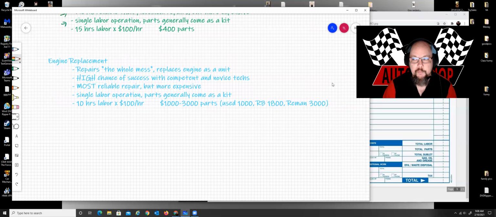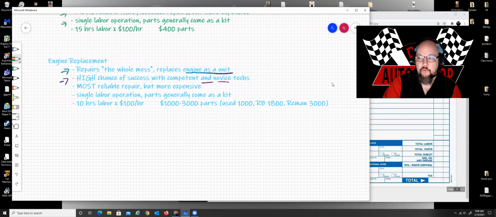Unless the technician happens to be a competent engine rebuilder, which, once you get practice at it, is not the hardest thing in the world for basic stuff, okay? So this engine replacement, just like the engine rebuild, repairs the whole mess, but it replaces the engine as a unit, so you're not disassembling the engine. It has a very high chance of success with competent and novice technicians. New technicians can approach this much easier than the rebuild, because they're literally just changing one big part, okay? Takes time, but they can usually do it.